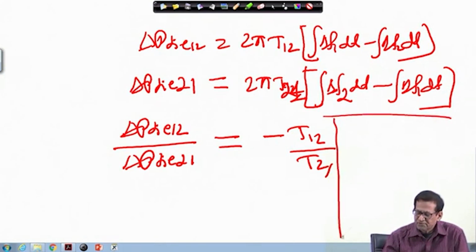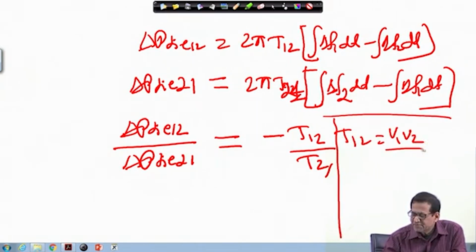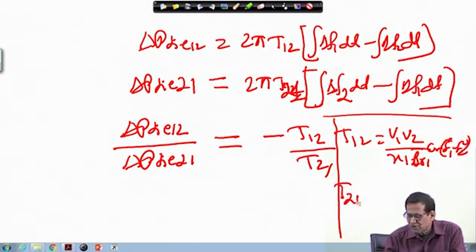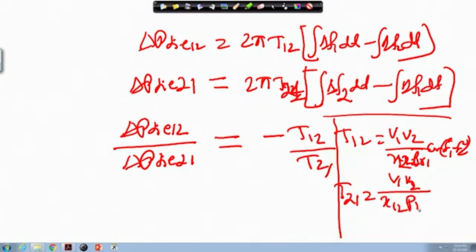Now, we know that T12 is equal to V1 V2 by X12 P_r1 and cosine of (delta10 minus delta20). Similarly, T21 is equal to V1 V2 divided by X12 P_r2 then cosine of (delta20 minus delta10). Cosine of (delta10 minus delta20) is equal to cosine of (delta20 minus delta10), because cos of minus theta is equal to cos theta.